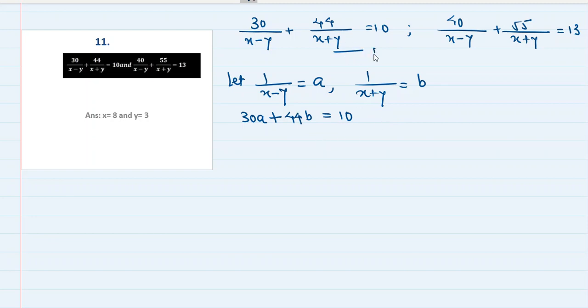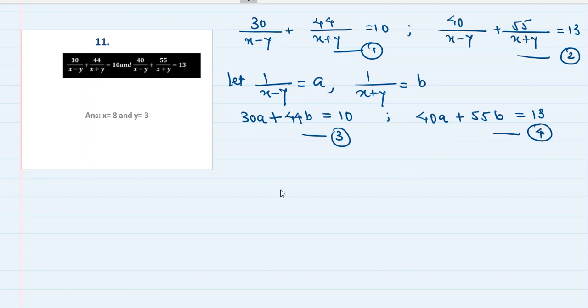This is your new equation. So let's number these two equations as 1 and 2, and let's number this equation as 3. So this was going to be 40a plus 55b is equal to 13 as equation number 4. Correct? So we have got equation number 3 and 4 with us.